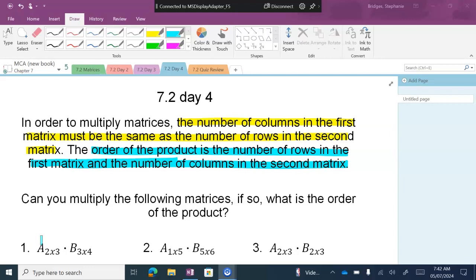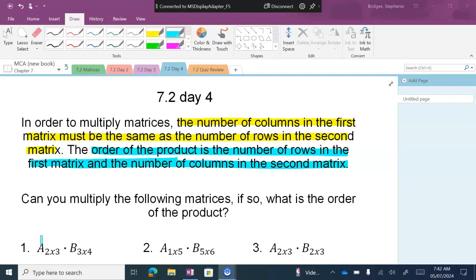And then in the blue, it tells us the order of our product. That means what size our answer is when we multiply is going to be the leftover parts. So the number of rows in the first matrix and the number of columns in the second. Okay, so the two middle numbers have to match, and then your answer is going to be the size of the leftover parts. So if I were to multiply a 2 by 3 and a 3 by 1, my answer would be a 2 by 1, if that makes sense.